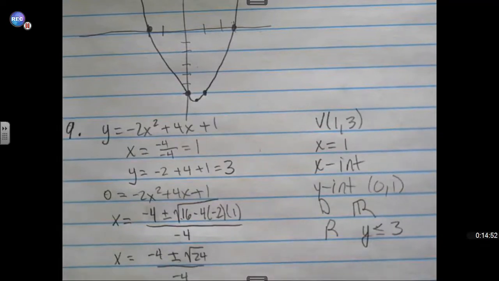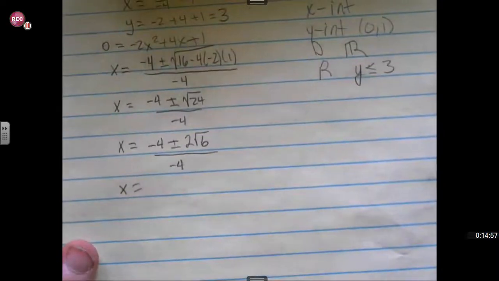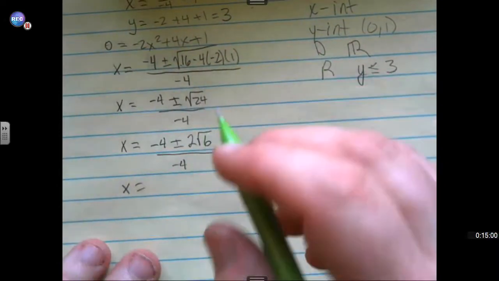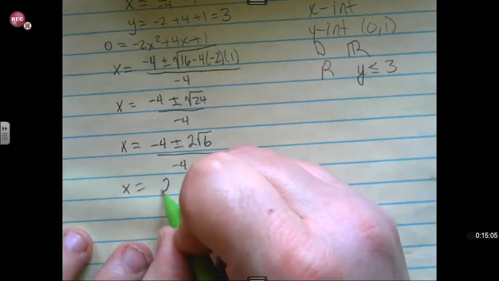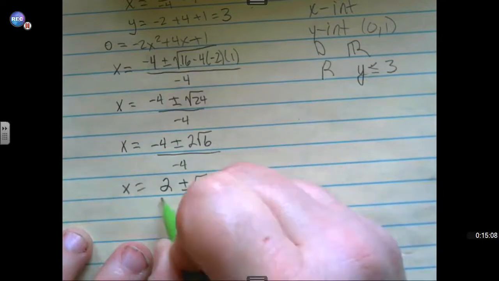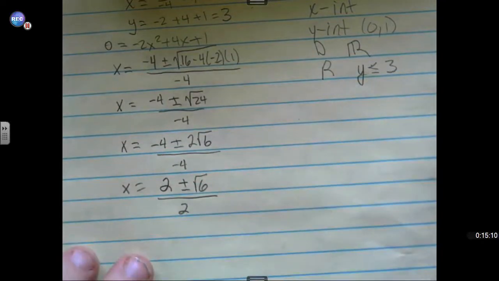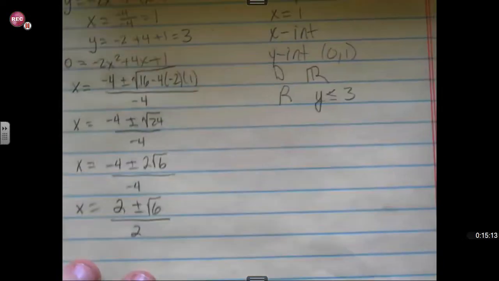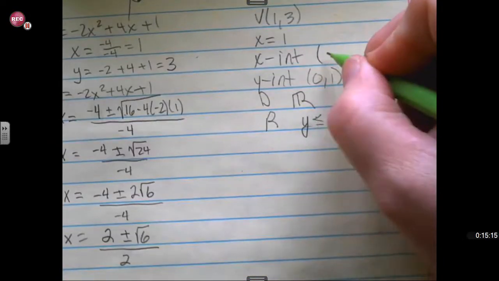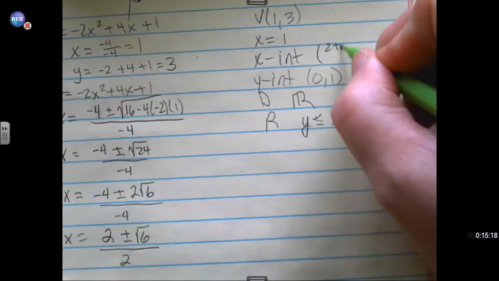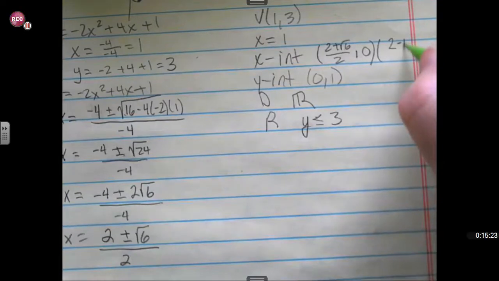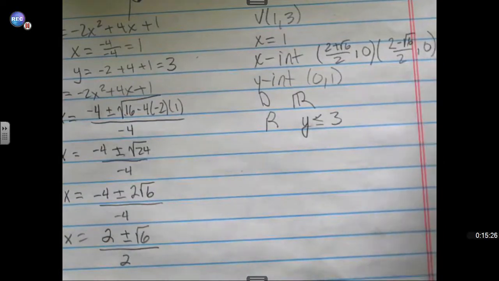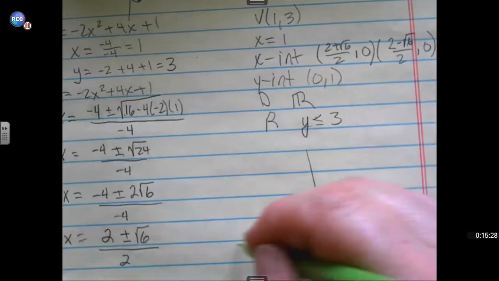And then what I can do to simplify that is divide everything basically by -2. So it's going to give me 2 plus or minus the square root of 6 all over 2. And those are your x-intercepts. So for the x-intercepts, you can write 2 plus the square root of 6 over 2, comma 0, and 2 minus the square root of 6 over 2, comma 0. And then graph it like we've graphed all of these.